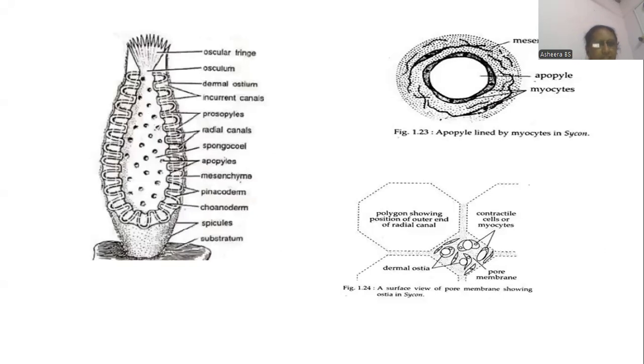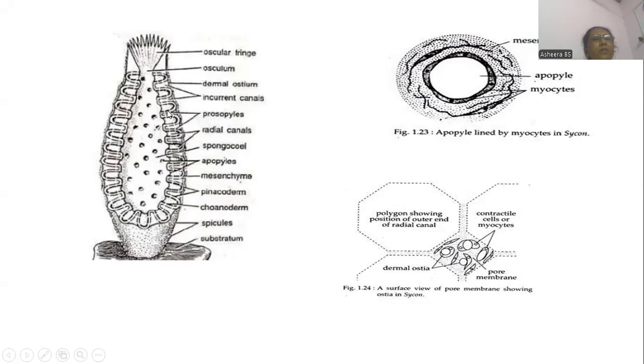I can see here in this diagram, see the body wall. This is the osculum. Oscular fringes are there, and these oscular fringes are made up of monoaxon spicules. See how the body wall has invaginations and evaginations. This is the evagination, this is the invagination. So alternating evagination and invagination is occurring. Evagination forms the radial canal, and invagination forms the incurrent canal.